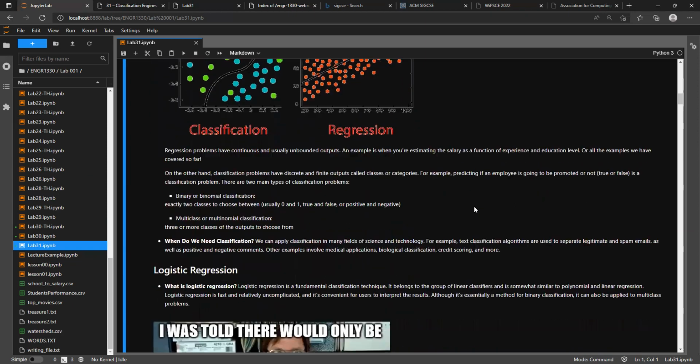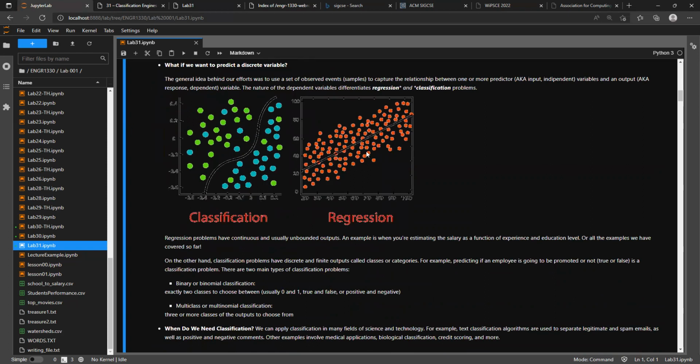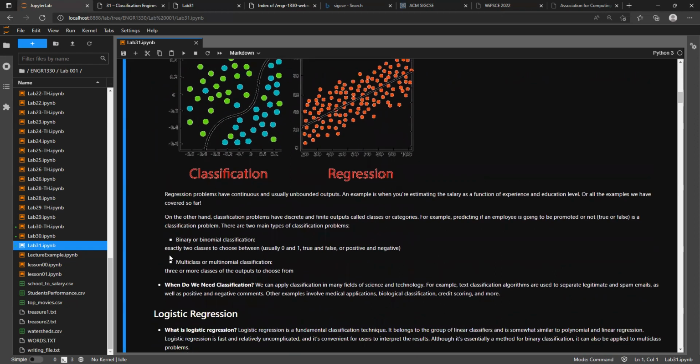So what domains would you use one or the other for? It kind of depends on what you're trying to ask. So regression problems have continuous and usually unbounded outputs. Examples are estimating the salary as a function of experience, or all the examples we've covered so far. On the other hand, classification problems have discrete and finite outputs called classes. For example, predicting if an employee is going to be promoted or not, or if the machines are going to be fair or not.